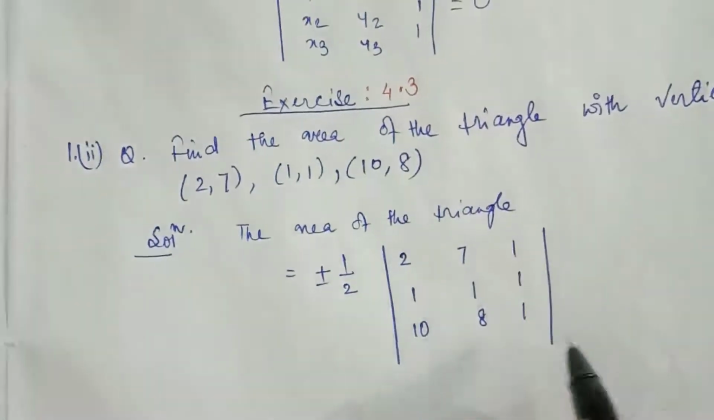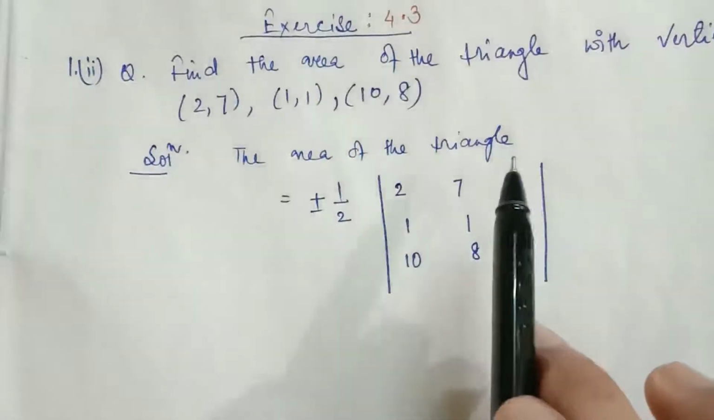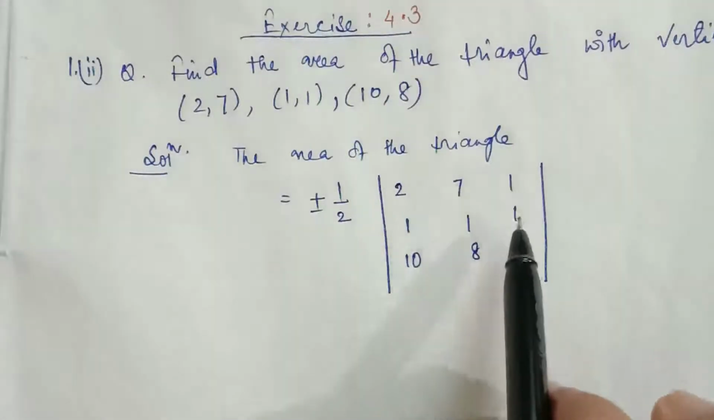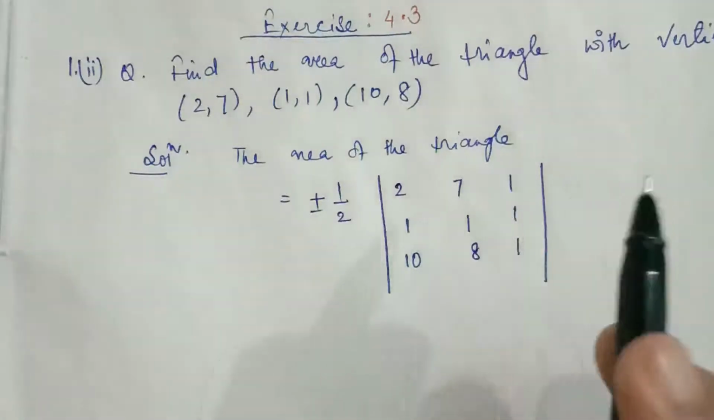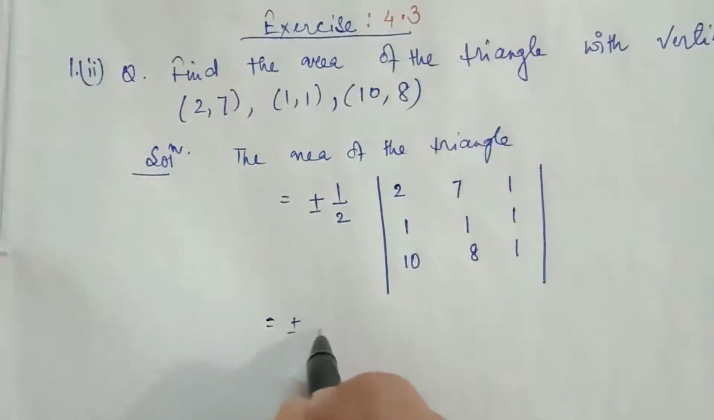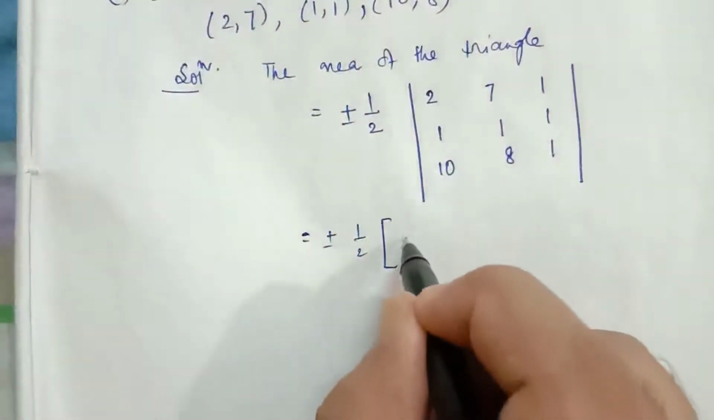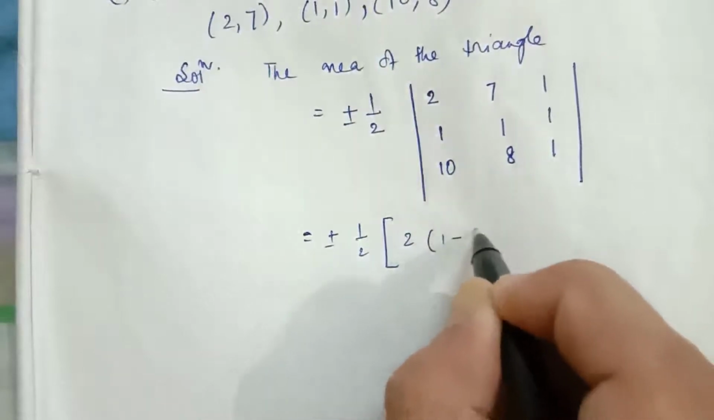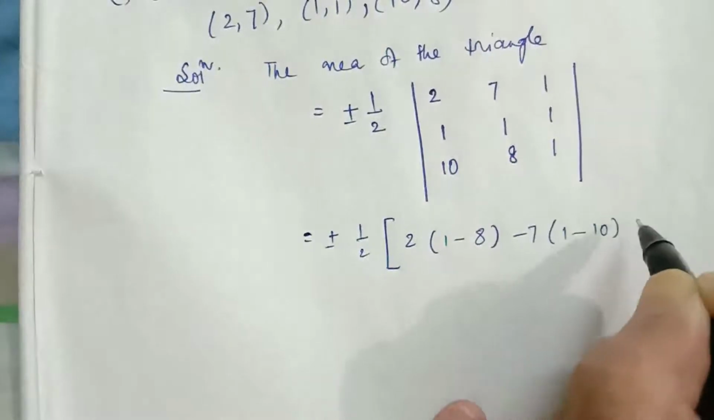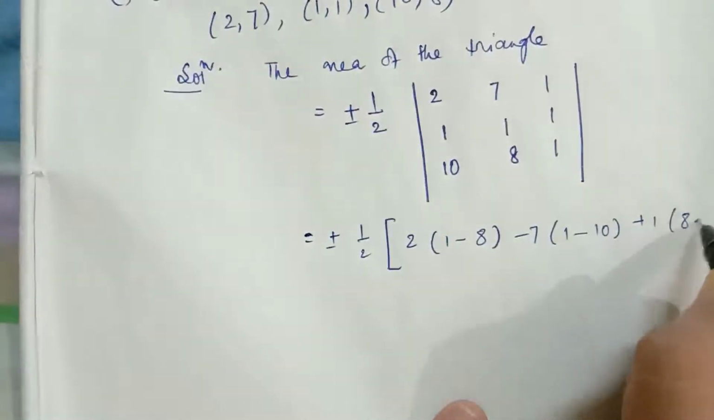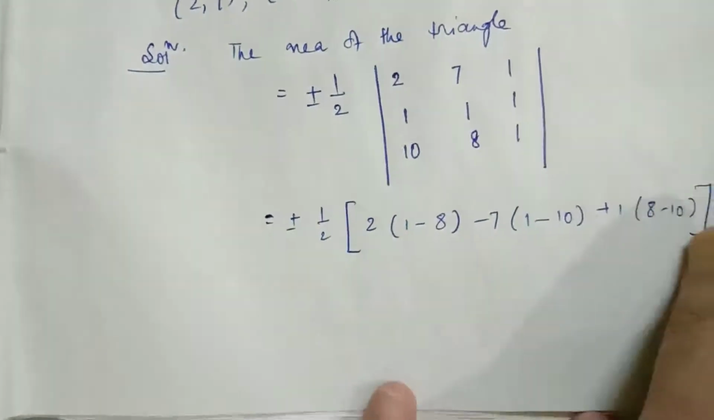Now you can use properties also. Before expanding, you can bring zeros by r1 minus r2. This minus this will give you 1, 0. Similarly, this minus this will give you another 0. But let us expand. 2 into this will be 1 minus 8, minus 7 into 1 minus 10, plus 1 into 8 minus 10. 1 into 8 minus 10.